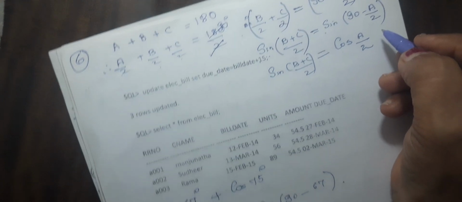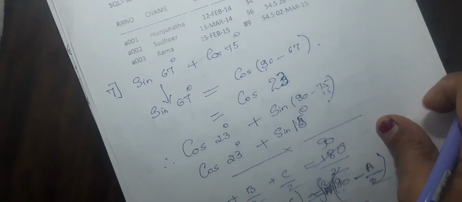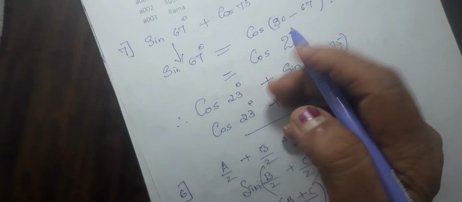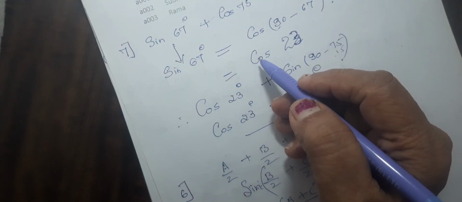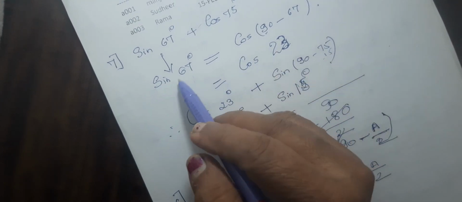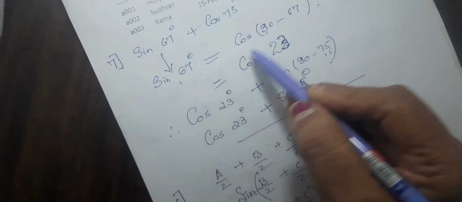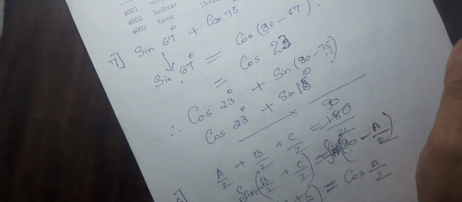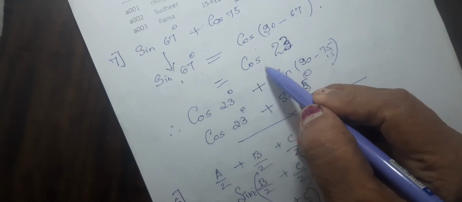Okay. The next sum comes: sine 67 plus cos 75. You have to change them in terms of angles between 0 and 45. So sine 67, you write it as cos of 90 minus 67, which is equal to cos 23.